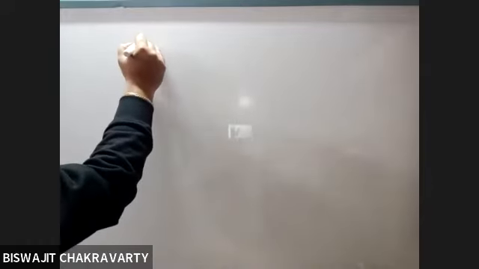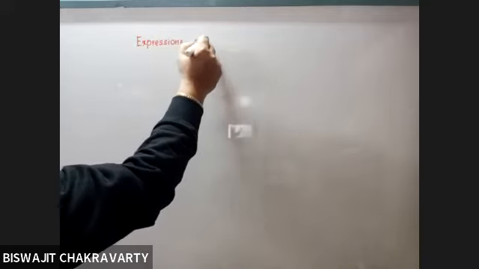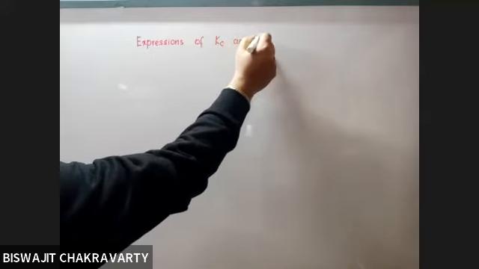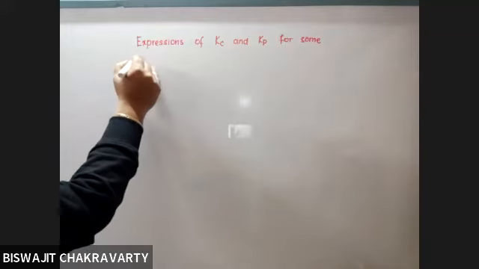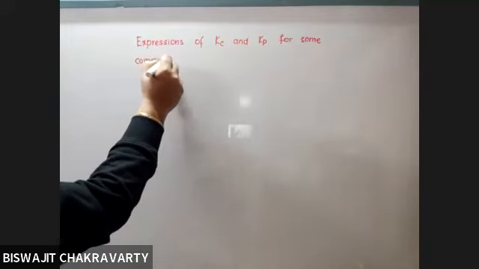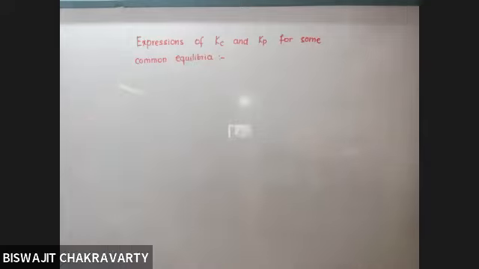So write down the next topic as expressions of KC and KP for some common equilibria. For some common equilibria. So কেইটামান common equilibrium আছে. Equilibrium is a singular word. Equilibria is a plural. So we are going to write down the expression for KC and KP.